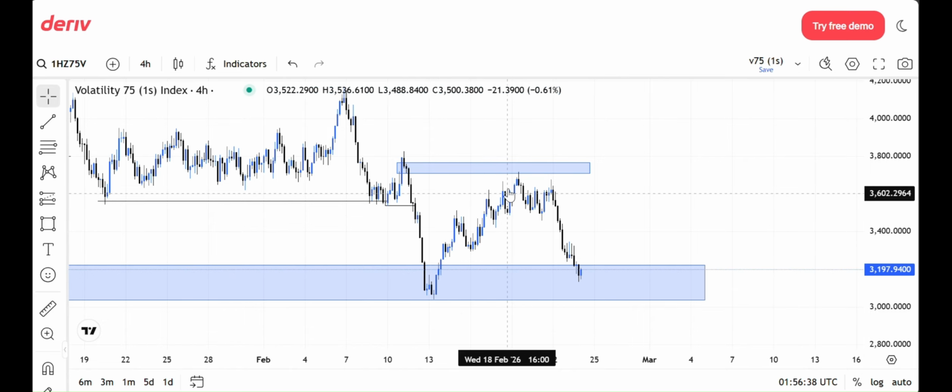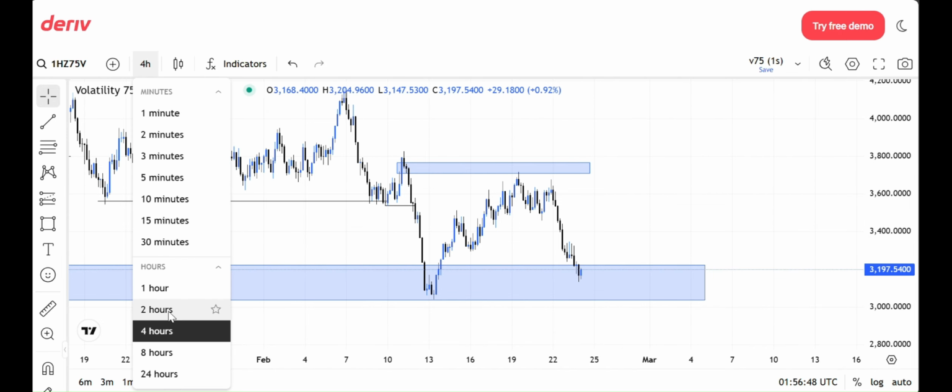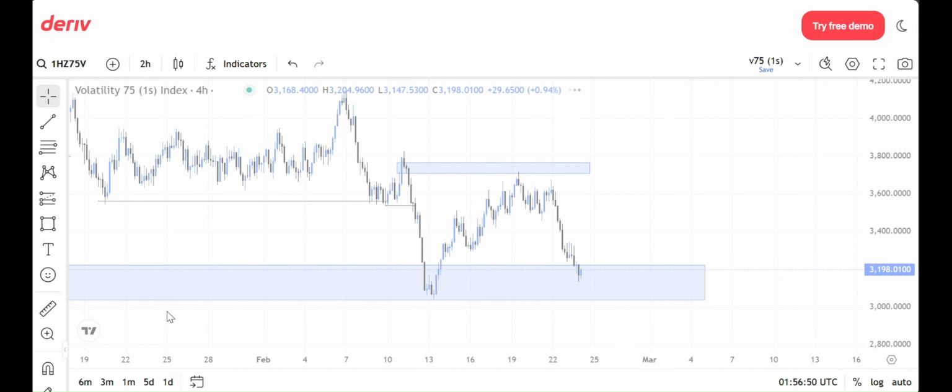So we waited for price to come in and tap into the zone, that's in the 4 hours. So price tapped into our zone in the 4 hours time frame. Okay, let's go to 2 hours and see something.